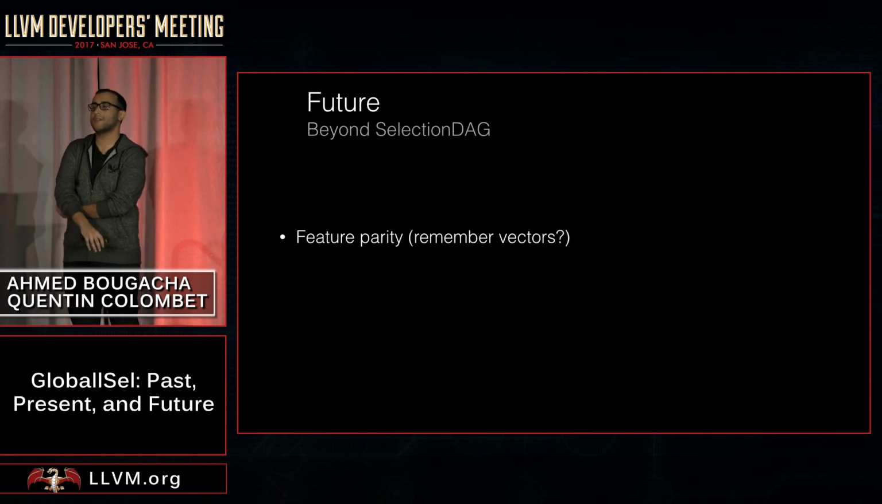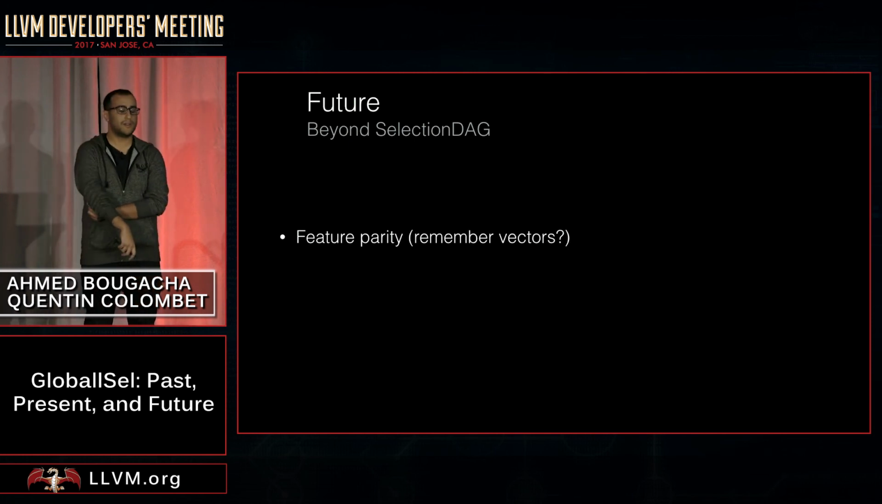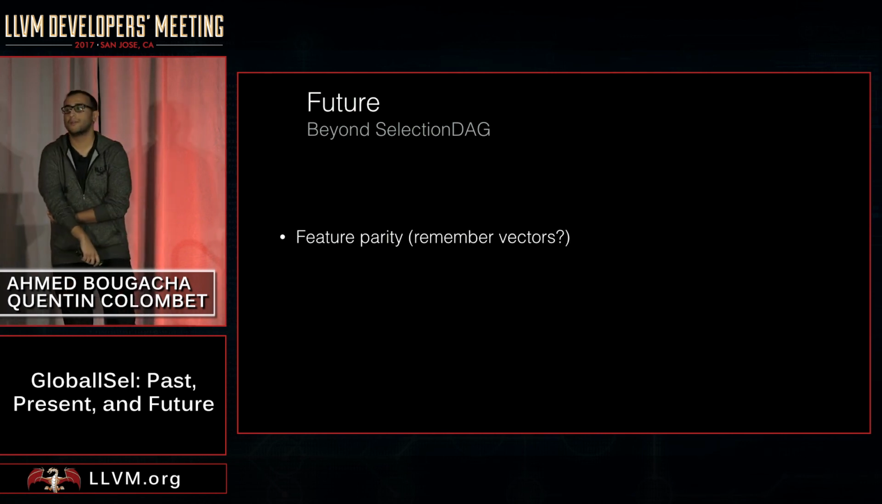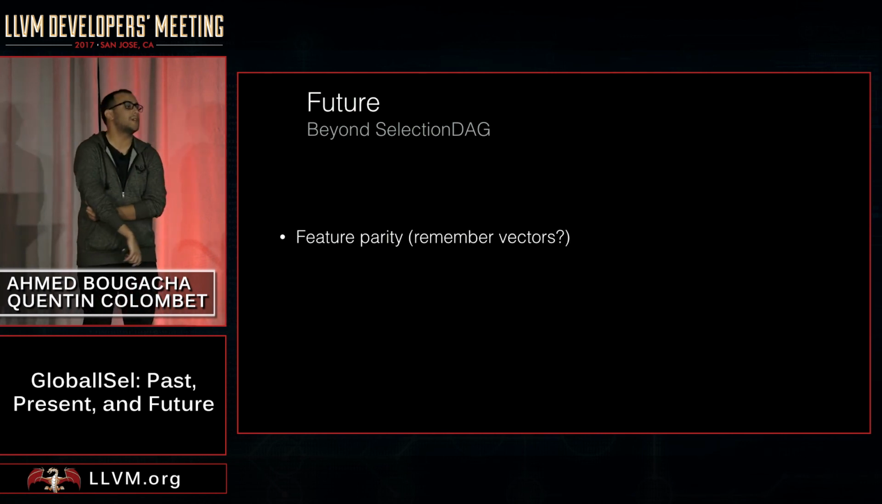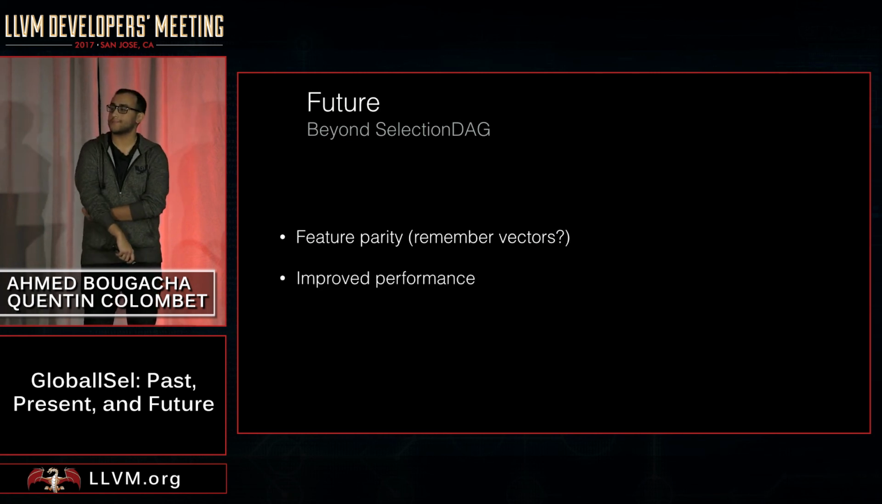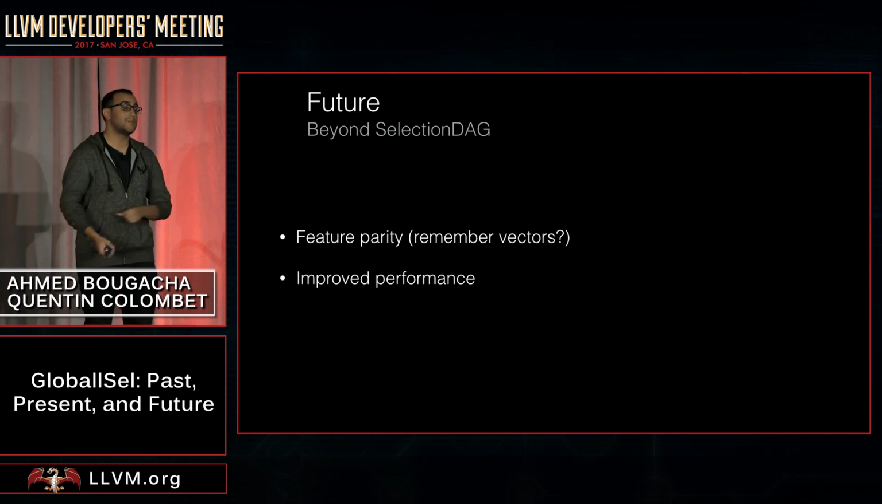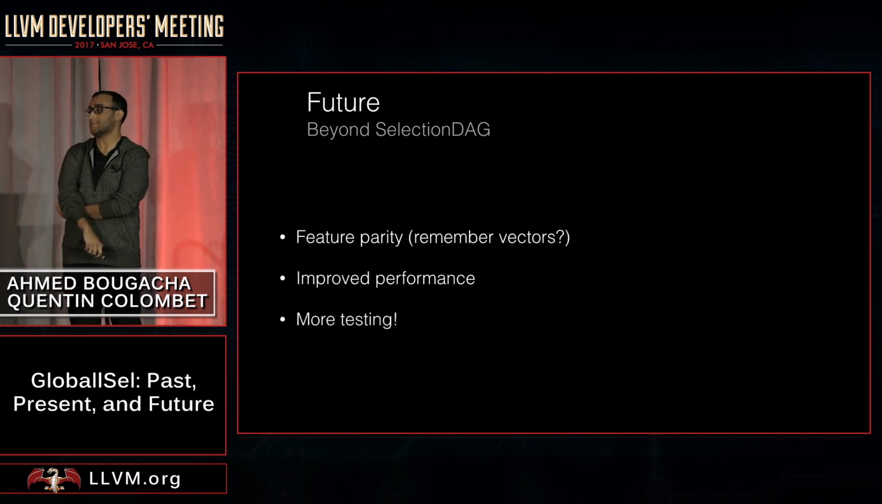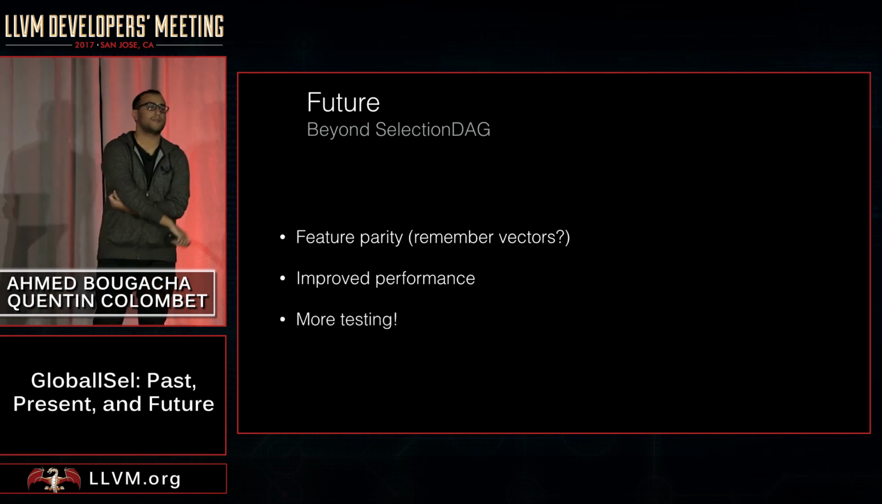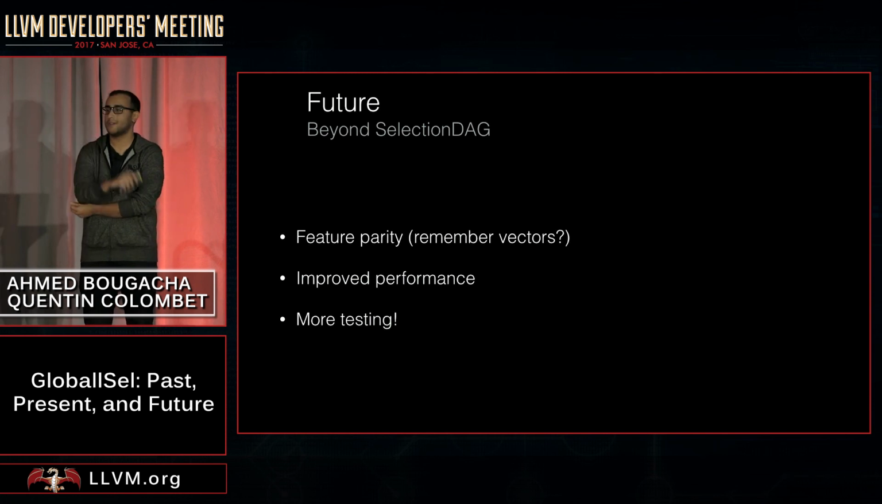Before we get there, there are still lots of things we need to do to get rid of selection DAG. We still need to have 100% feature parity. Vectors are the biggest problem right now. We have some outstanding patches to add some initial support, but there's lots of work there. Then improved performance. As we explained, we have lots of ideas on how to improve the performance of the passes and the runtime performance of the generated code. And finally, of course, tested way more. We tested it on everything that we could get our hands on, but you guys have even more interesting code out there.